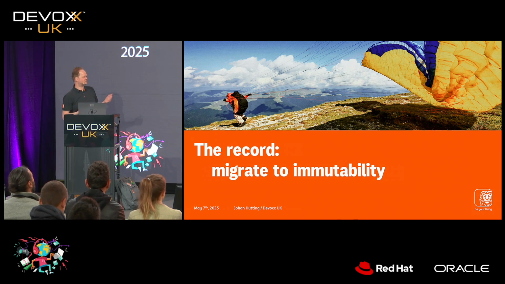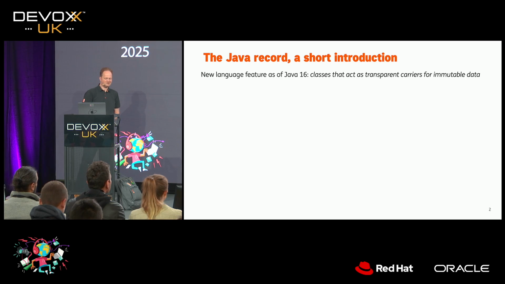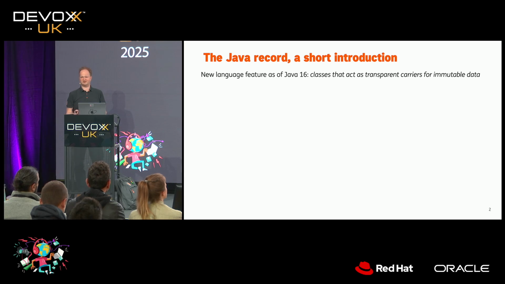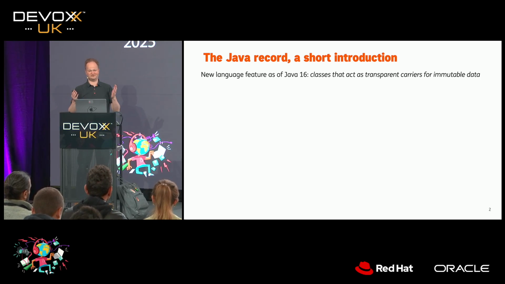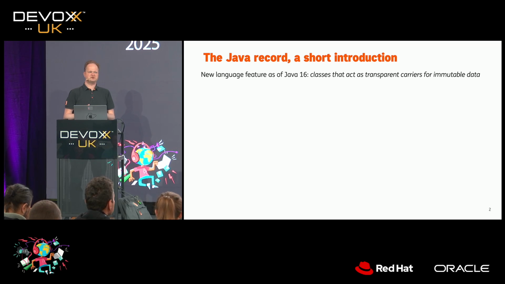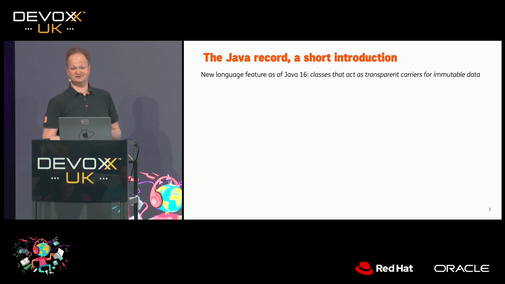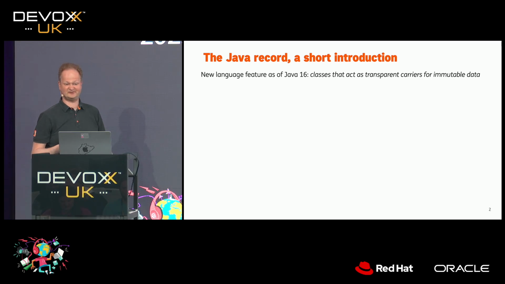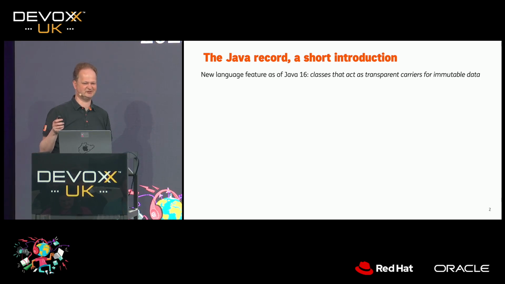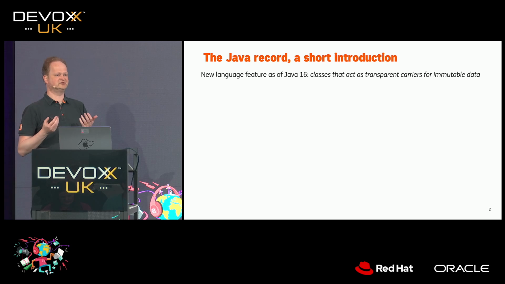And it's called migrate to immutability because people expect it to be immutable. And as it's described by the Java engineers themselves, it's a new language feature. It was available in Java 14 already as a preview feature. In Java 16, you got it for real. So if you have an LTS version like 17 or 21 or 25 coming up, you will actually get it for free. And it's supposed to act as a transparent carrier for immutable data. And that's, I think, the right wording, including some of the pitfalls that you can run into, which we'll discuss in this session. So anyone already using Java records?